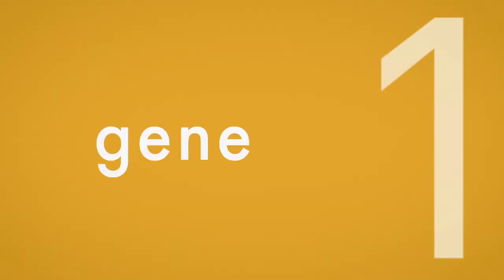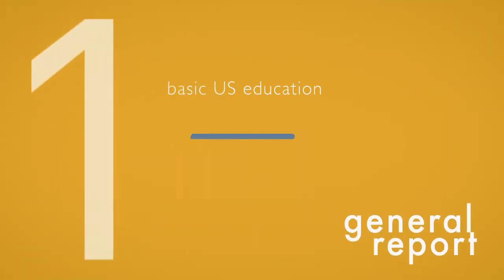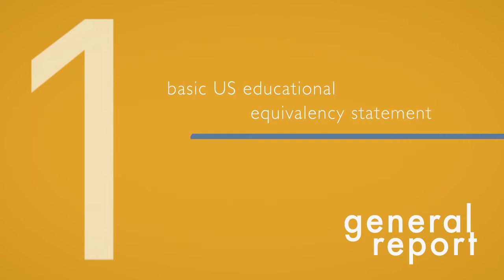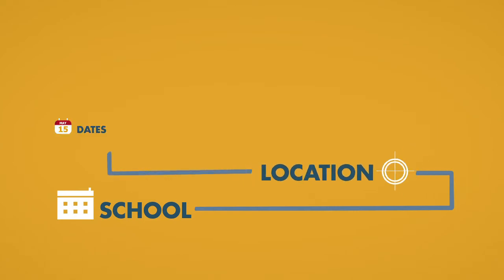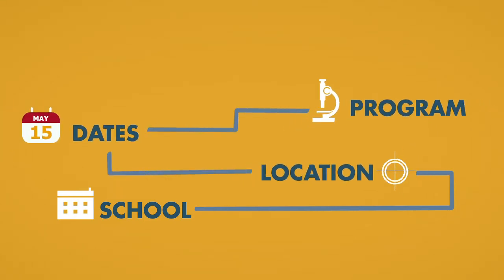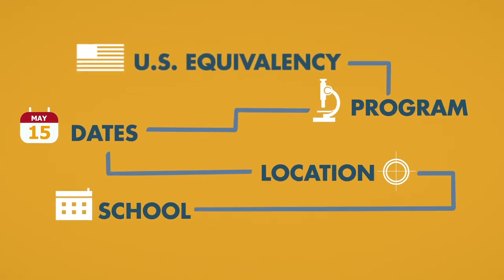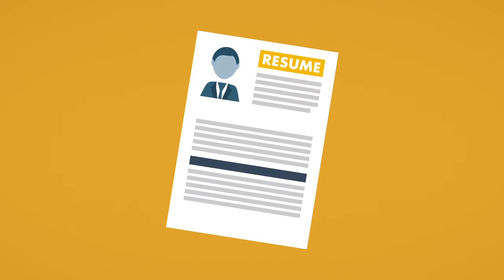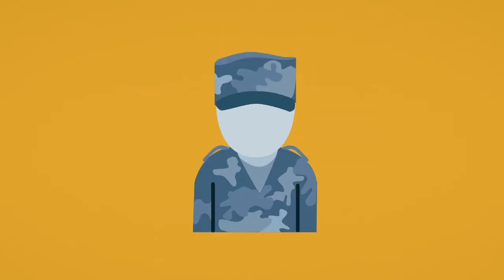The first is our general report, also referred to as a document-by-document report. It provides a basic US educational equivalency statement. The evaluation identifies the school or university attended, location, dates of study, the program of study, and what the US educational equivalency is. This report type is recommended for general employment, visa certification, and military enlistment purposes.